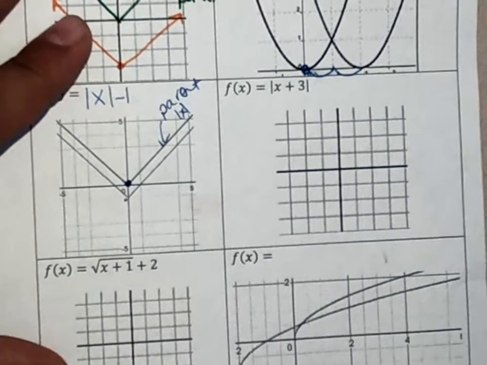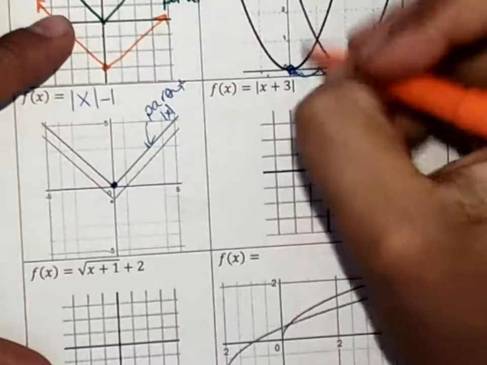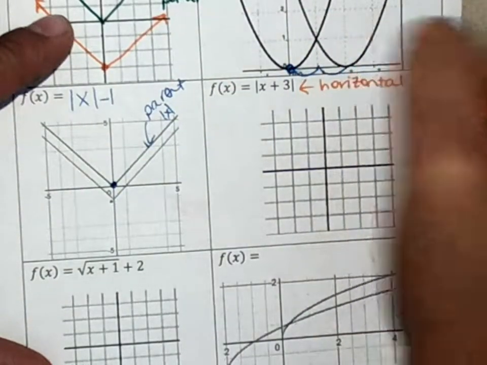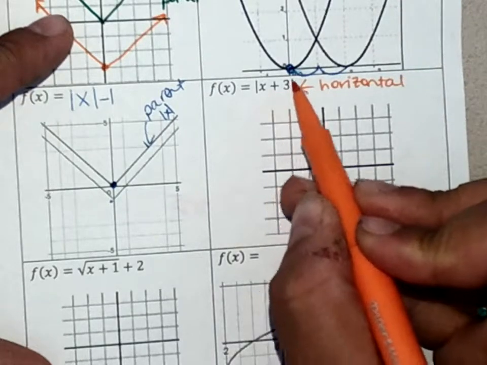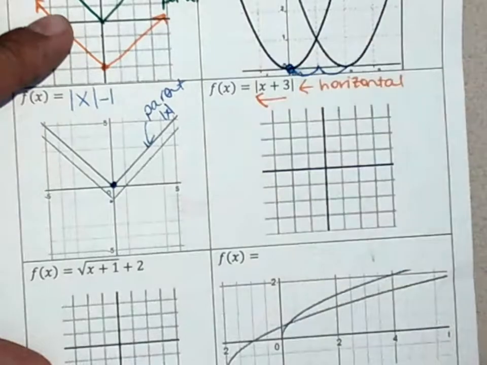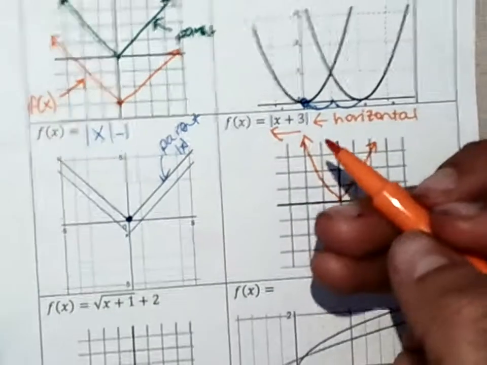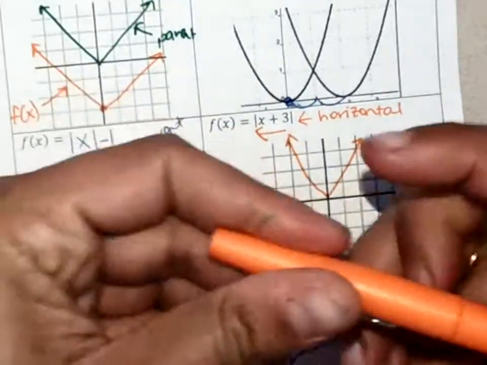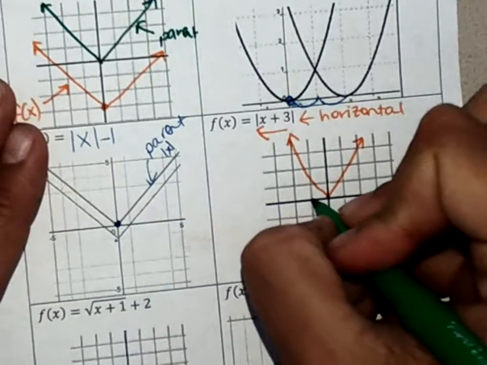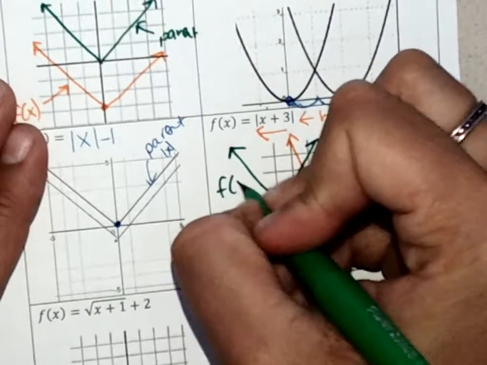In our next example, because the 3 is inside of the absolute value sign, I know this is a horizontal shift. And I know with horizontal shifts, if it's positive, it really means go left. So my parent function would look something like this. If I moved it left 3 times from the vertex, it would look something like this.